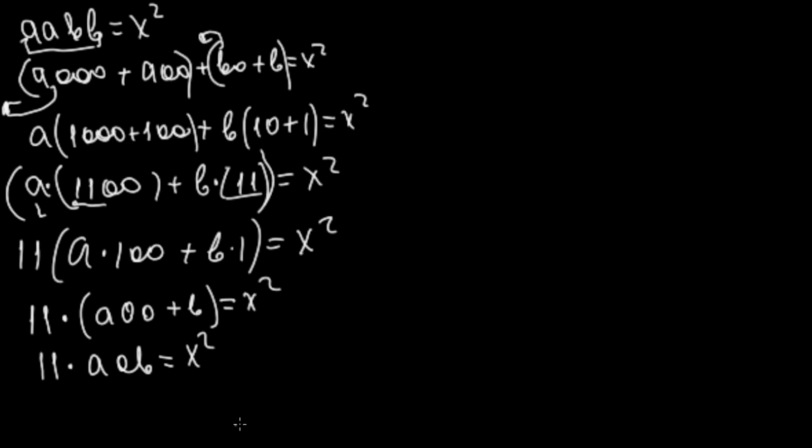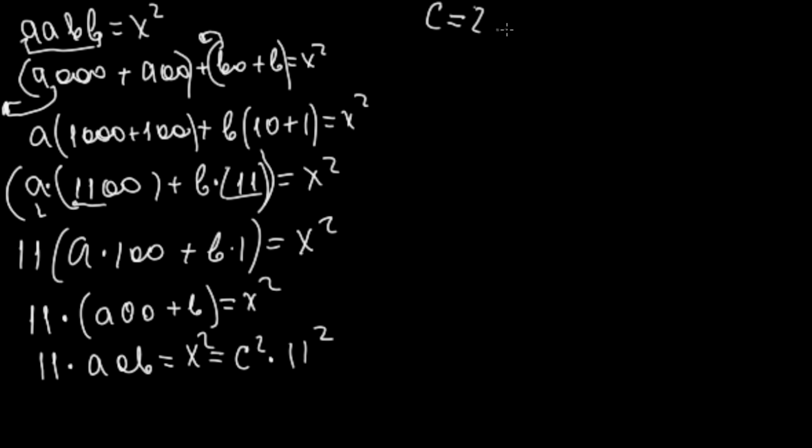What is interesting here is that x squared is divisible by 11. We can factor x squared, and inside the factorization we will have 11, and not only one time, because here it is squared. So x squared should be divisible by 11 two times. So I can rewrite x squared as, for example, c squared times 11 squared.